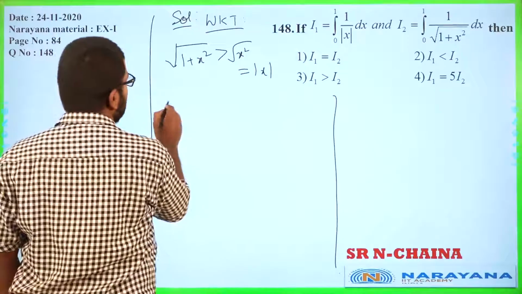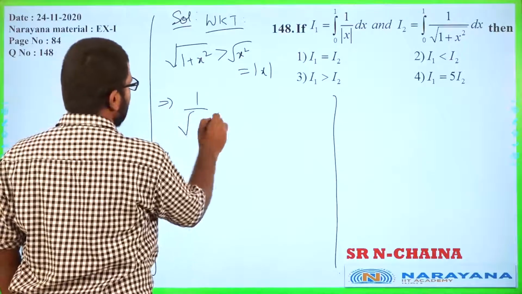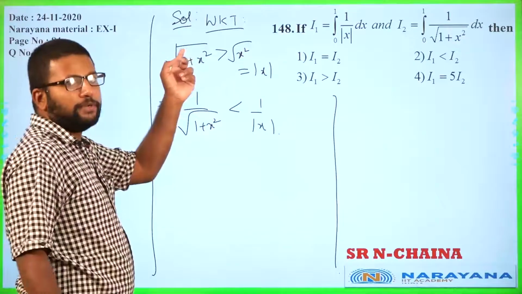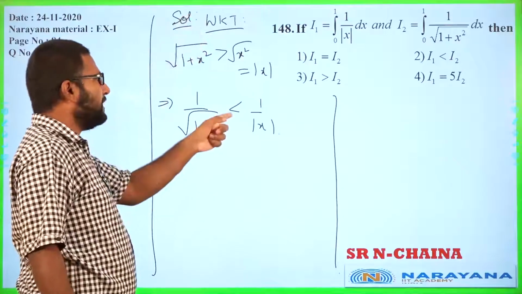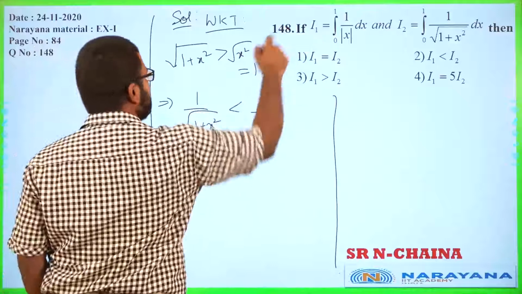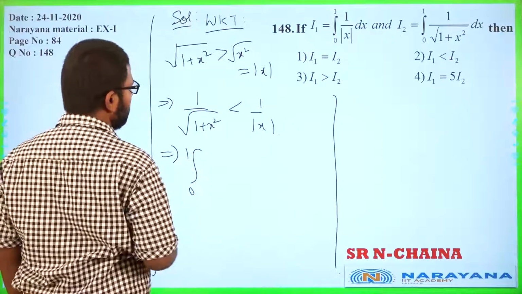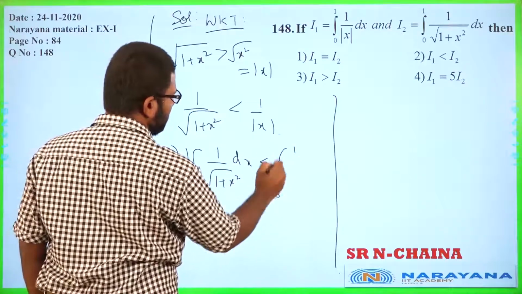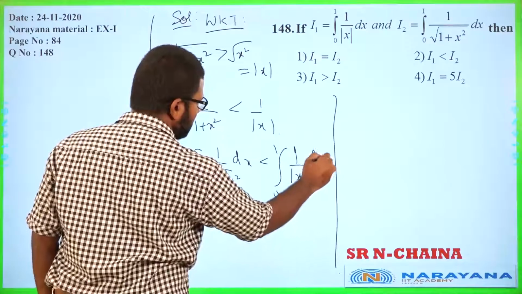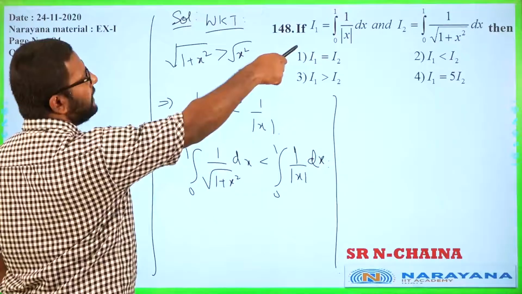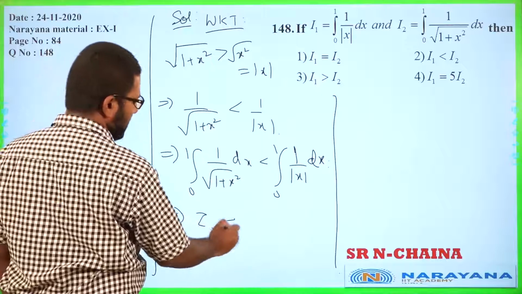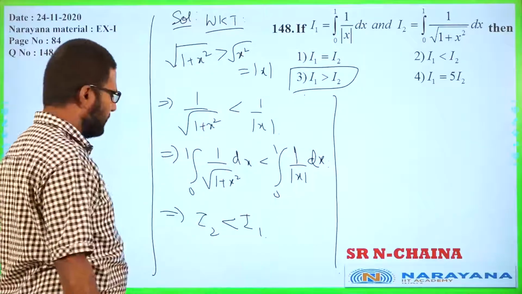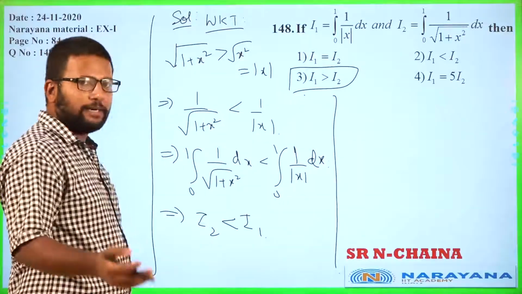Which means 1 by root 1 plus x square must be less than 1 by mod x. As I said, both sides are positive, therefore when you take reciprocals, the sign will reverse. And now you can just integrate, which means integral 0 to 1, 1 by root 1 plus x square dx is less than integral 0 to 1, 1 by mod x dx, right? So clearly I2 is less than I1. Got it? Alright, let us proceed then.